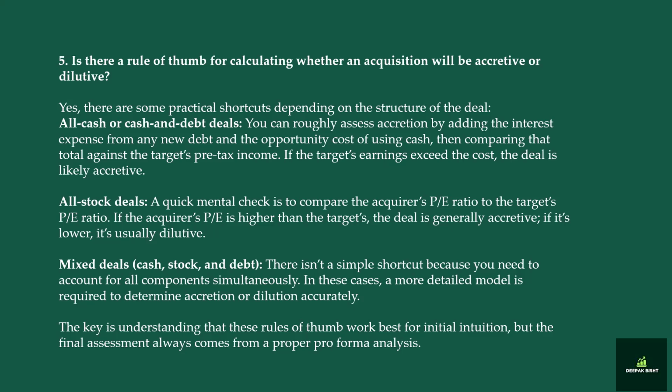Accretive deals mean that the acquirer's earnings per share is increasing after the acquisition, and dilution means the EPS is decreasing. Dilution is impacted because of the cost. So to reduce dilution, if we use all cash or cash and debt deals, which are hybrid, to fund our merger or acquisition, this will create accretion.